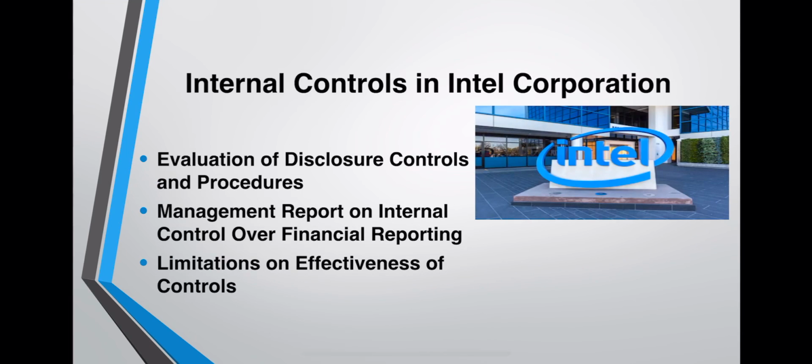So now, we chose Intel Corporation for our presentation. In my part, I will describe the whole process of internal controls related to Intel Corporation. There are three points: the first one is evaluation of disclosure controls and procedures, the second is management report on internal control over financial reporting, and the third one is limitations on effectiveness of controls.